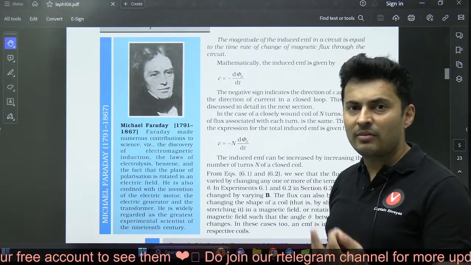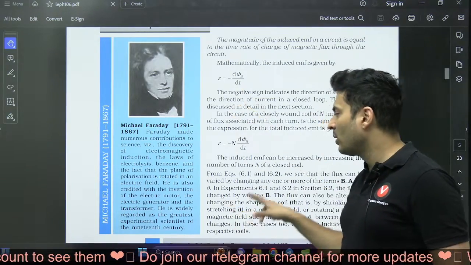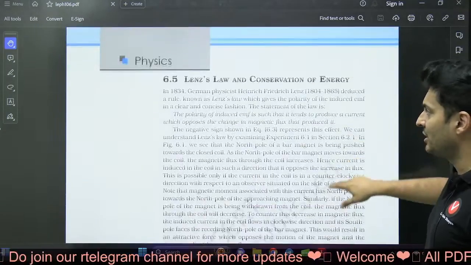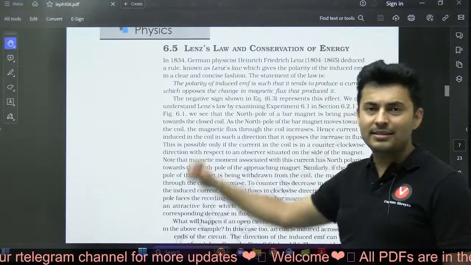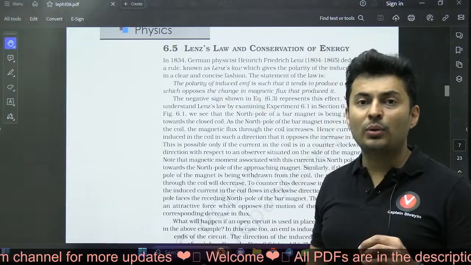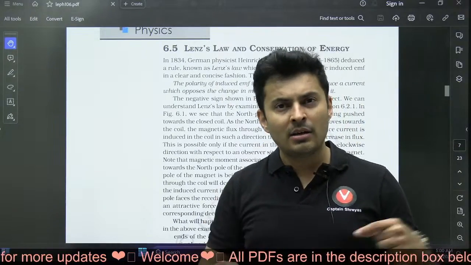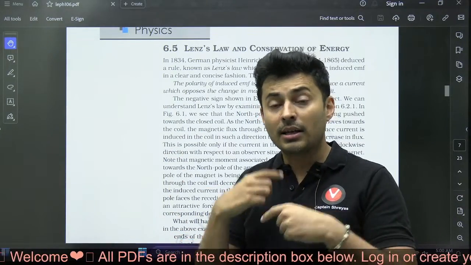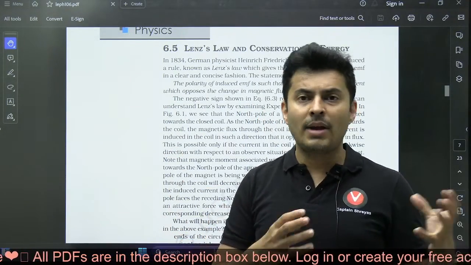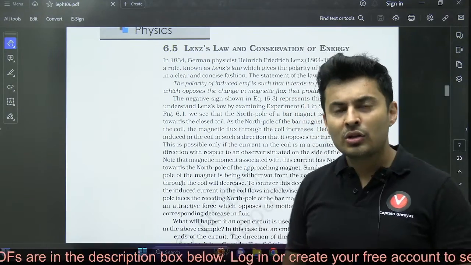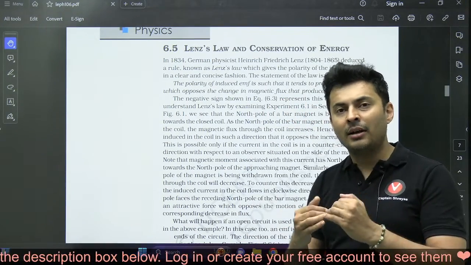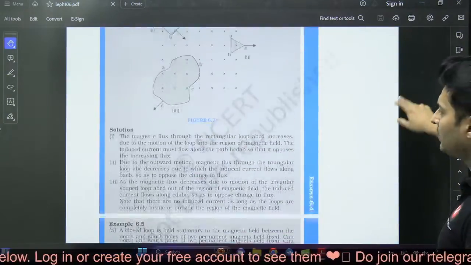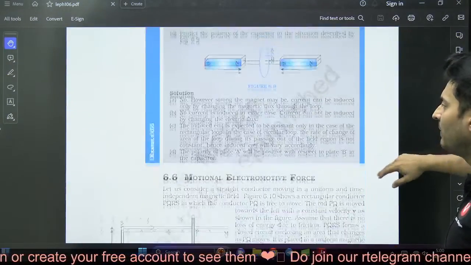So E is minus d phi by dt. Minus sign comes because of Lenz, who says that the EMF is always going to oppose the change in the flux. It is based on the conservation of energy. So if you try to increase the flux, the current will create a field to reduce the flux. If you try to decrease the flux, the current will try to increase the magnetic field in the direction of the flux. So it always opposes any kind of change.